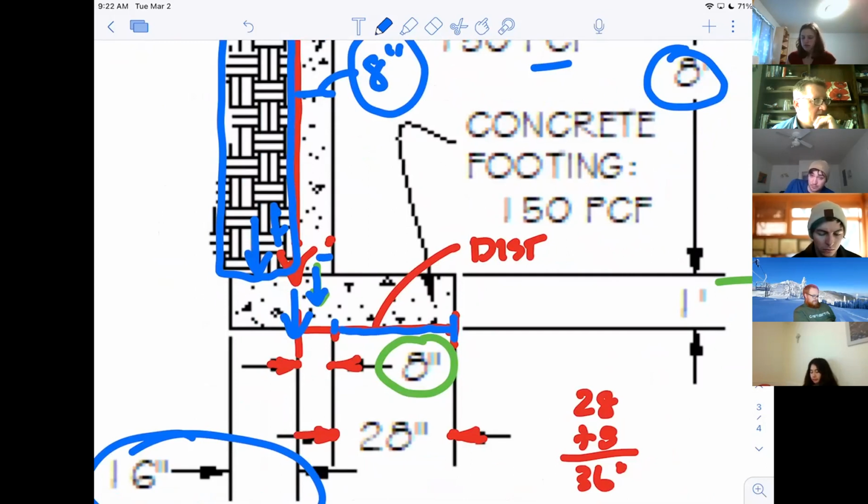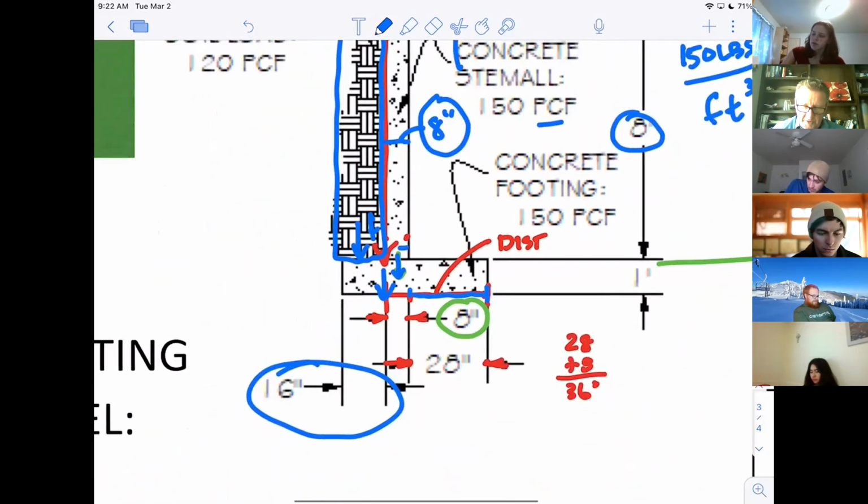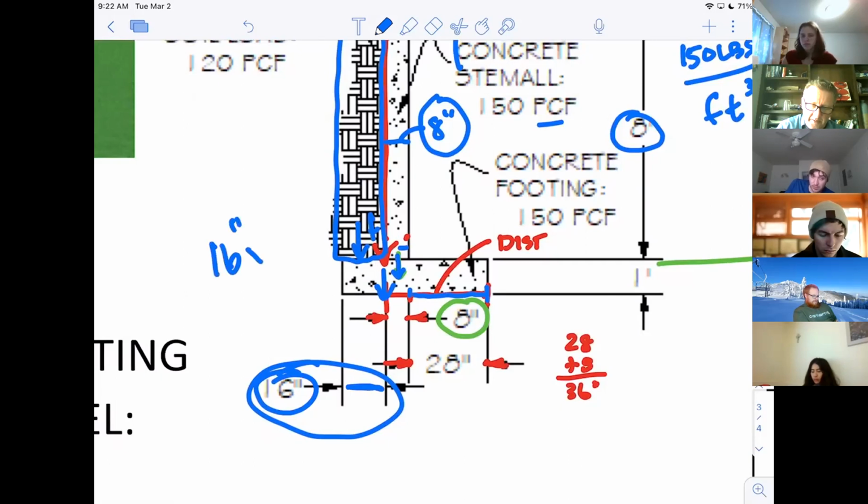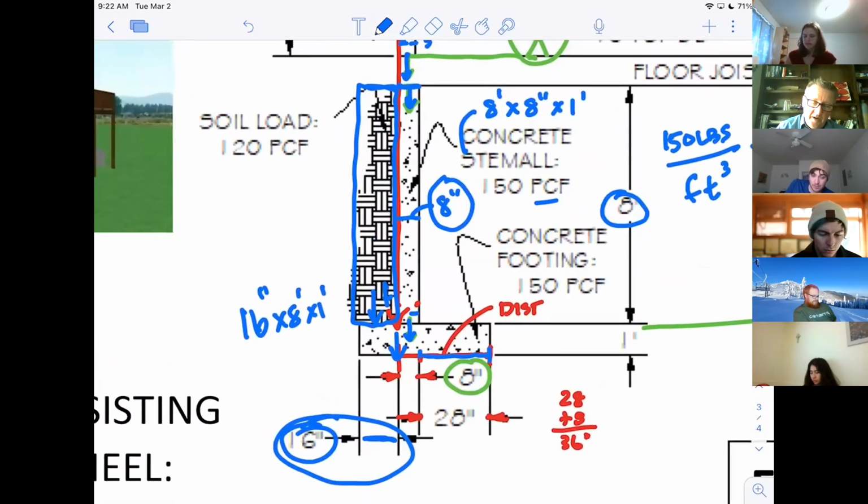The weight of the soil? Yeah, the pounds. No. So look at the dimensions here. It's 16 inches wide. So the soil is sitting out there on the heel, and I'm told here that that's 16 inches wide. So that chunk of soil out there is 16 inches wide. It's 8 feet tall, and it's 1 foot thick. And soil is lighter than concrete. It weighs 120 pounds per cubic foot.